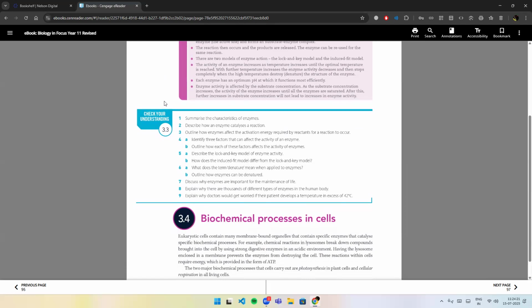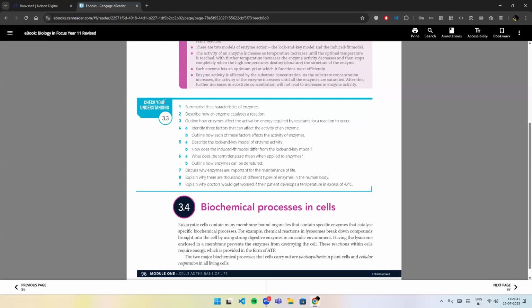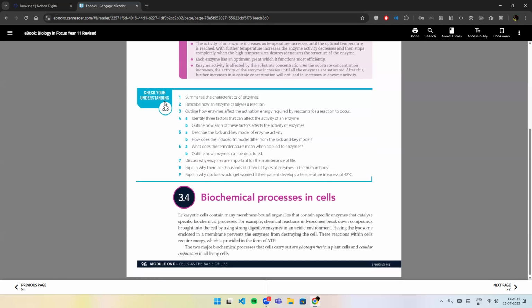The activity of an enzyme increases as the temperature increases until the optimal temperature is reached. With further temperature increases, the enzyme activity decreases and then stops completely when the high temperature destroys the structure of the enzyme. Each enzyme has an optimum pH at which it functions most efficiently. Enzyme activity is affected by the substrate concentration. As the substrate concentration increases, the activity of the enzyme increases until all the enzymes are saturated. After this, further increases in substrate concentration will not lead to increase in enzyme activity.